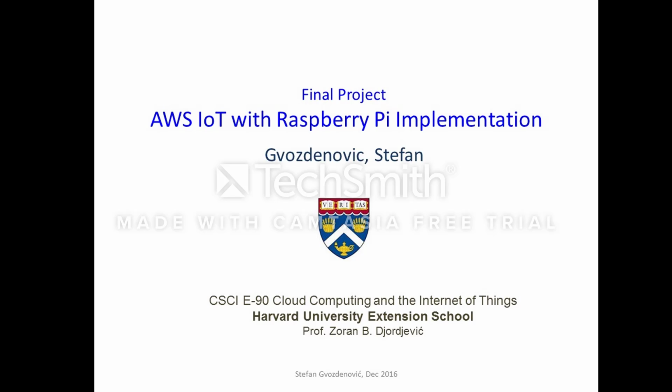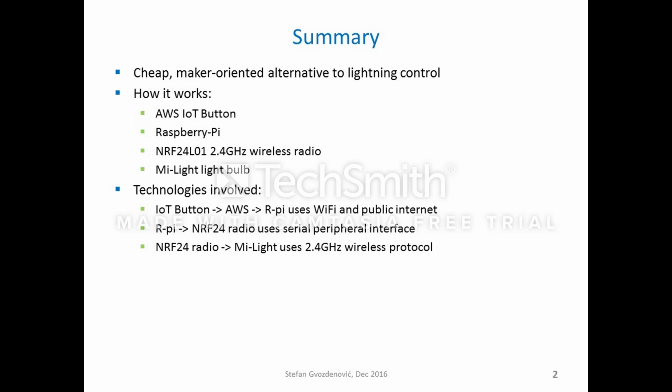This is Stefan Gvozdenovic presenting the final presentation on AWS IoT with Raspberry Pi implementation. This project aims to present a cheap, maker-oriented alternative to implementing lighting control.